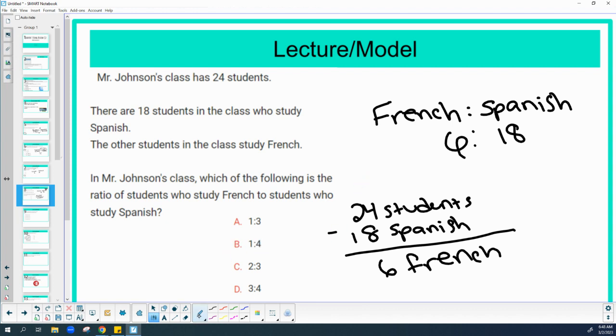However, I am going to do a little bit of a panic because when I look at my answer choices, I don't see 6 to 18. But what I do know is that I can always simplify and see if I get something that matches. So I'm looking at 6 and 18, and I know I can divide those both by 6. 6 divided by 6 is 1. 18 divided by 6 would give us 3. And I do see a 1 to 3. So remember, if you don't see your original term, try simplifying. All right, let's move on.